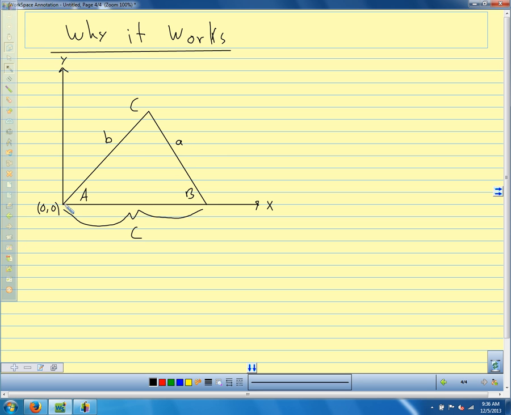So if this is 0, 0 here at this vertex, what are the coordinates of the vertex here where angle B is? 0, what is it? C, 0. There we go. We're going over C units and up 0 units. So that coordinate would be C, 0. And we're going to call this coordinate just x, y. It's just some point up here, x, y. So this is at 0, 0, this is at C, 0, and this is at x, y.